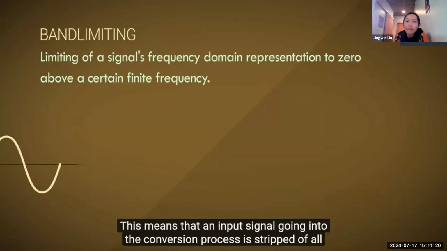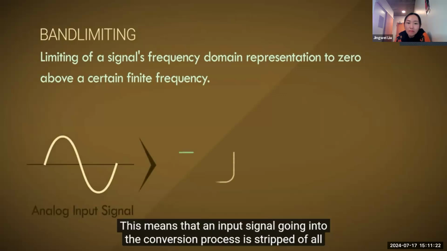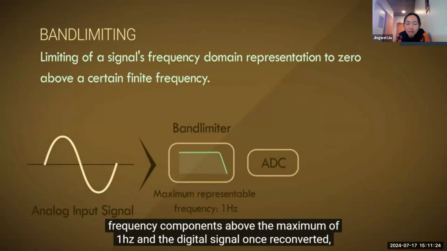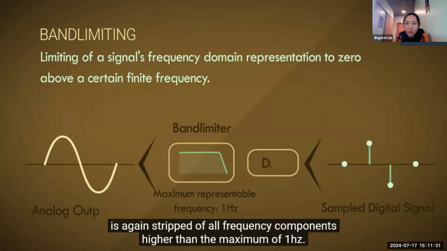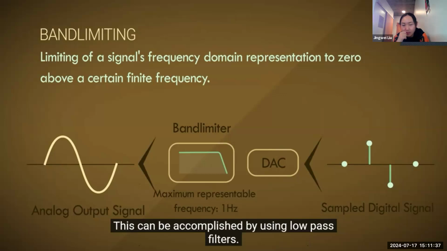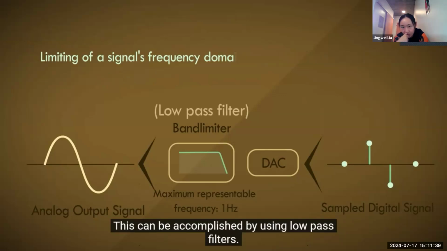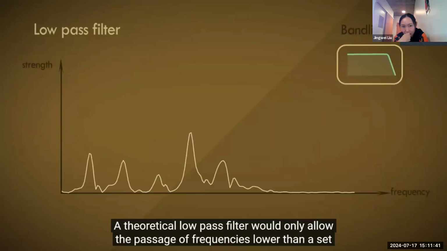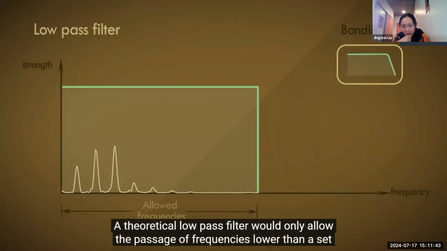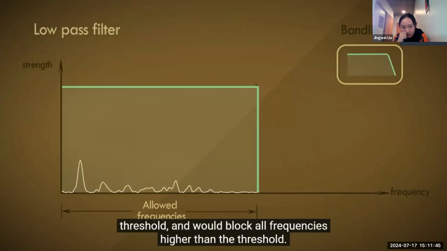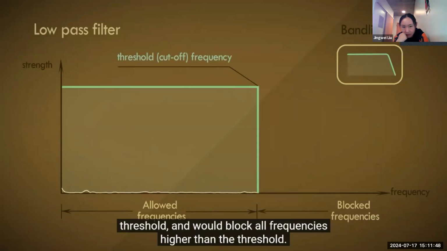This means that an input signal going into the conversion process is stripped of all frequency components above the maximum of 1 Hz, and the digital signal, once reconverted, is again stripped of all frequency components higher than the maximum of 1 Hz. This can be accomplished by using a low-pass filter. A theoretical low-pass filter would only allow the passage of frequencies lower than a set threshold, and would block all frequencies higher than the threshold.